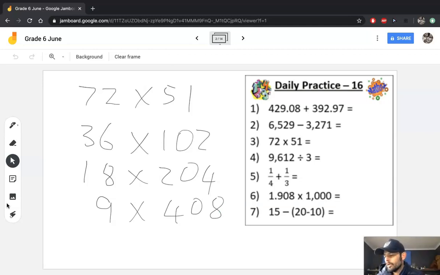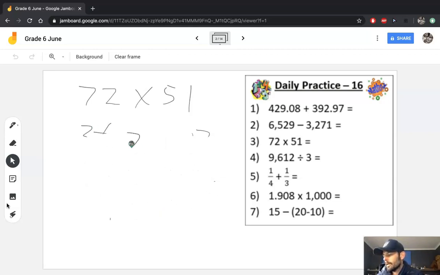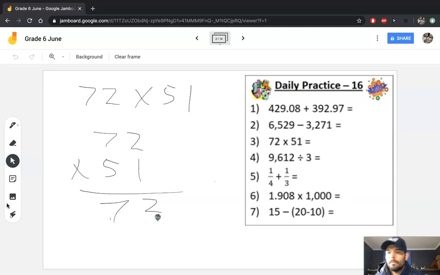Or you could use the tried and tested column method if that's what you so prefer. And that looks like this. And we'll work this way out today. 1 times 2 is 2. 1 times 7 is 7. Remember the most important part, the placeholder 0, because we're multiplying by 50 now.